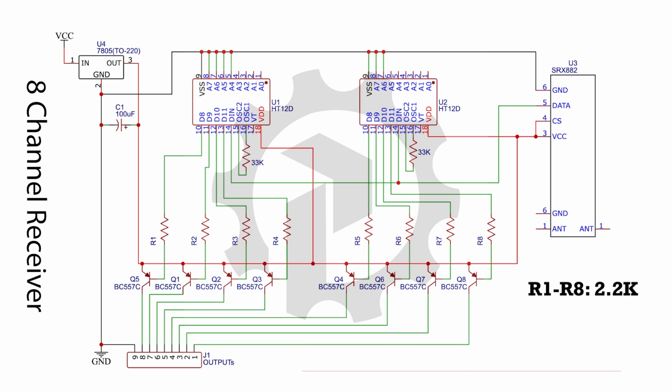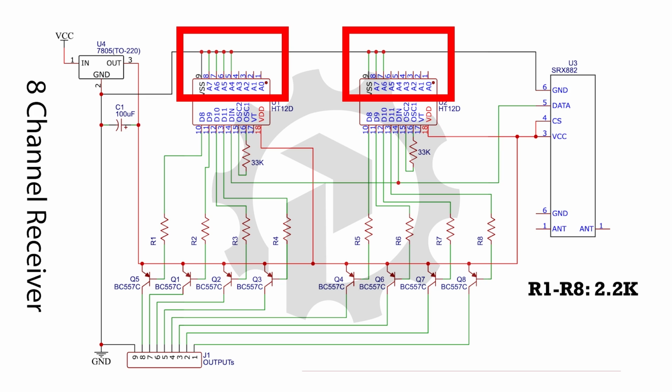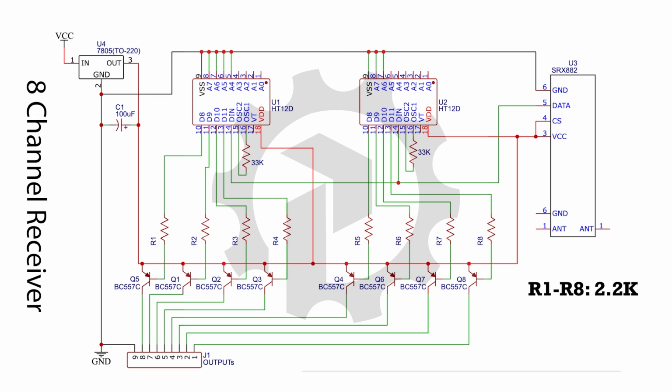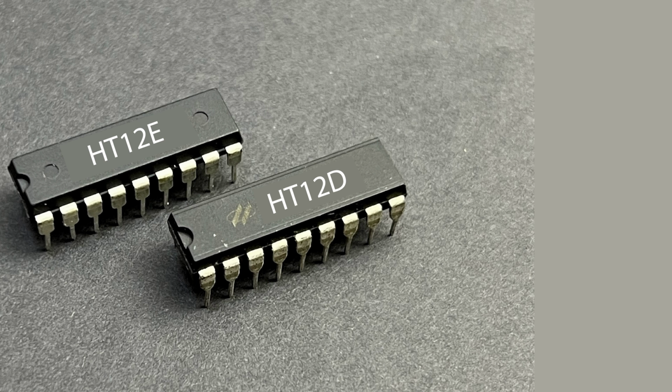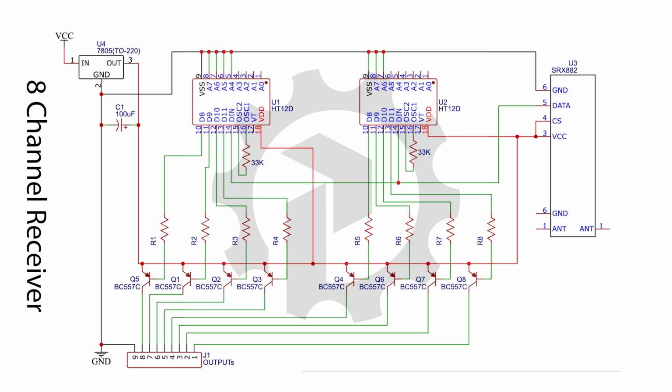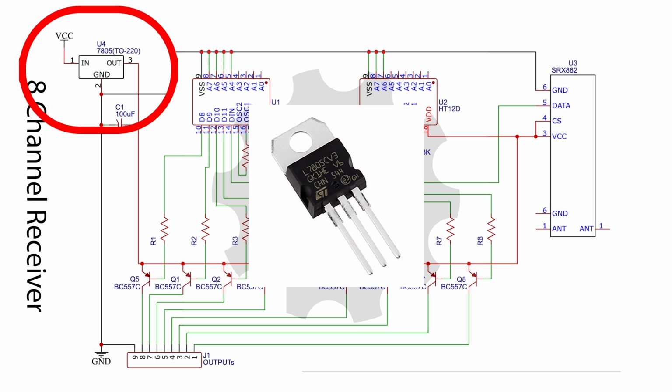In the receiver circuit, the same addresses are used as in the transmitter. Here I use transistors as switches and not gates. You can obtain a 5 volt signal from the output pins. The working voltage of HT12E and HT12D is 2.4 volts to 12 volts, but the working voltage of the SRX882 RF receiver and STX882 RF transmitter is 5 volts. So I powered up both circuits at 5 volts using an LM7805 voltage regulator.